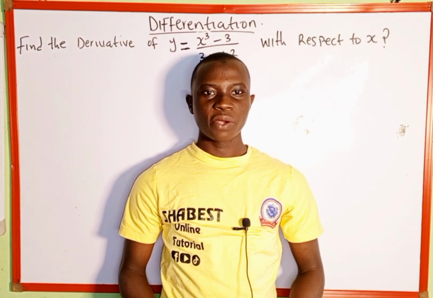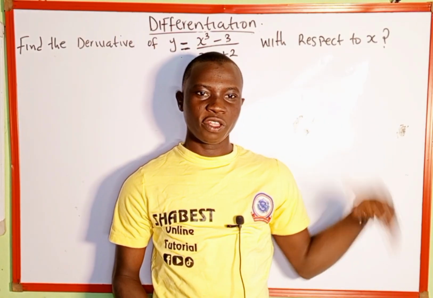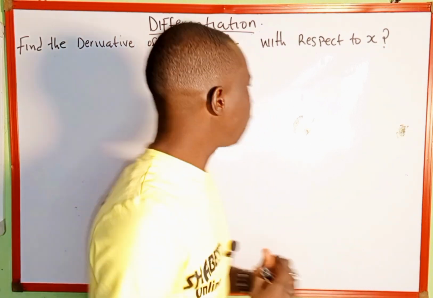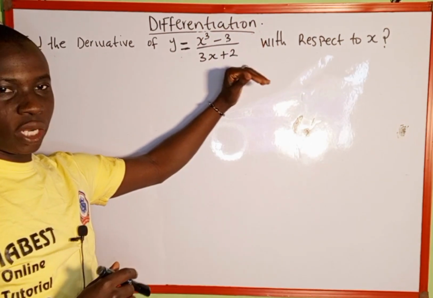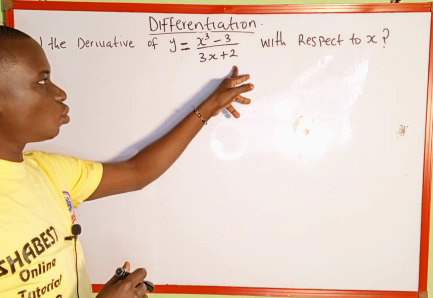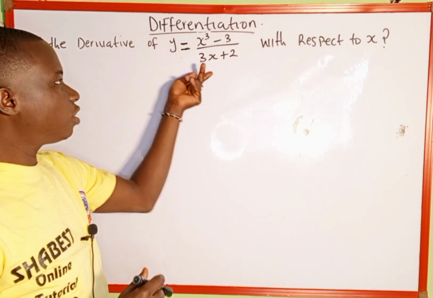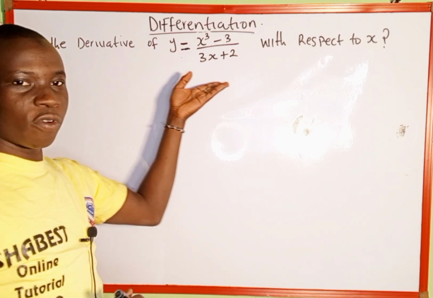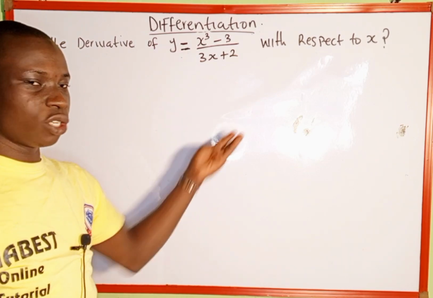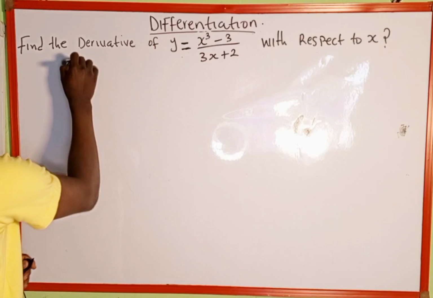In today's tutorial, we are going to learn how to find the derivative of this function with respect to x. The given function is y is equal to (x to power 3 minus 3) over (3x plus 2). So we are going to differentiate this function with respect to x. When you are given a function in form of a fraction, we are going to apply the quotient rule. So first we recall the quotient rule formula.